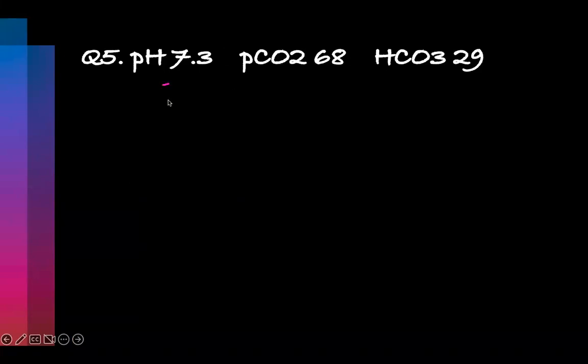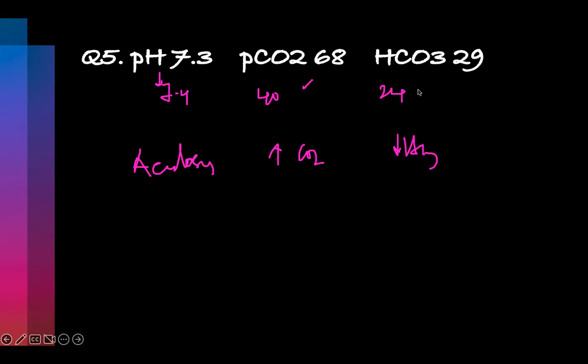Let's keep on going. 7.4, 40, and 24. 7.3 is lower than 7.4. Therefore, this is what? Acidosis. What is acidosis? High CO2 and low bicarb. Then you check what has happened. CO2 is high, perfect. What is bicarb? Bicarb went up, so this cannot be acid. Therefore, what was causing the problem? This one. And what does CO2 represent? Respiratory. Then you put it here. So respiratory acidosis. You have your problem.